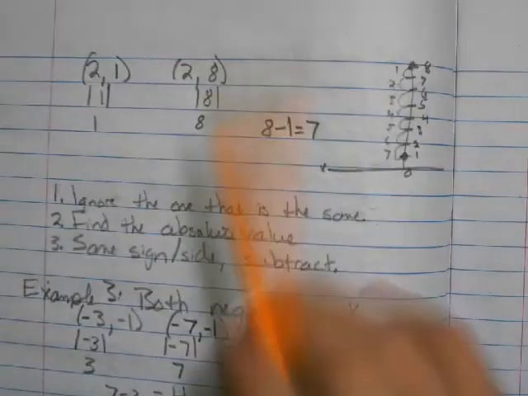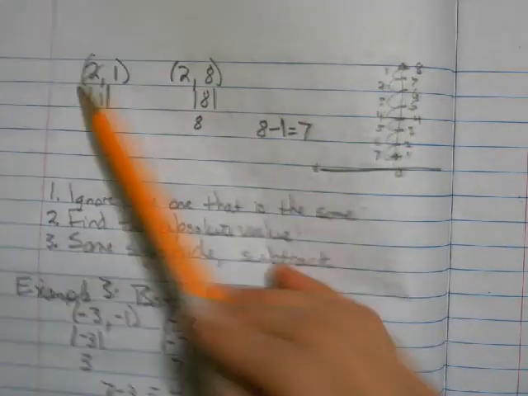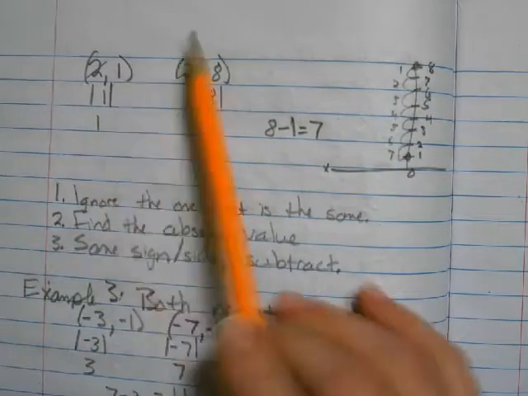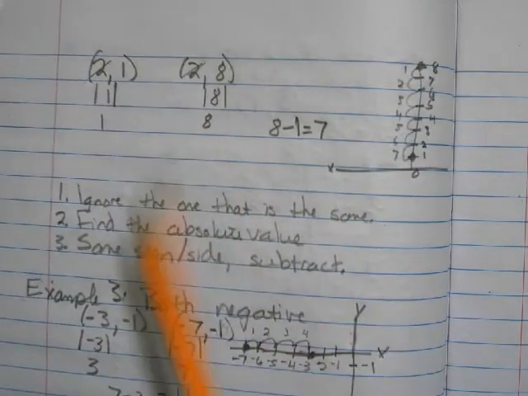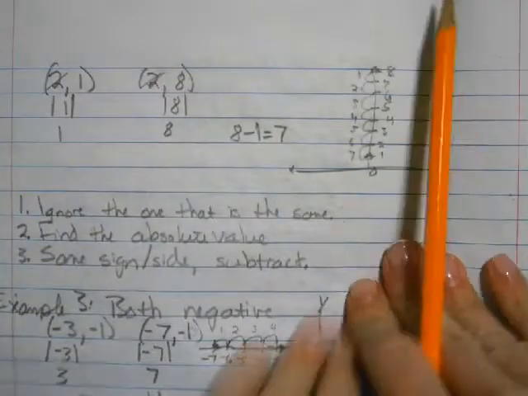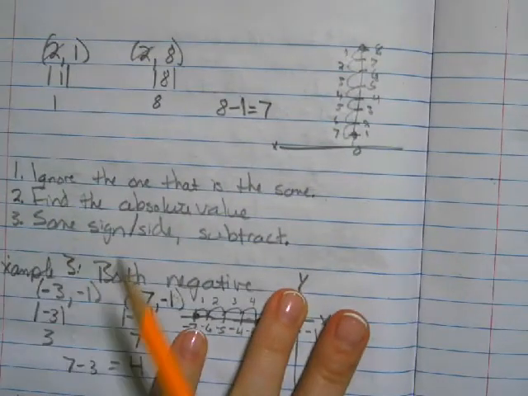Here's your next example. You have (2, 1) and (2, 8). We ignore the one that's the same. Now we're working with 1 and 8. They have the same sign. They're both positive. We find the absolute value, which gives me positive numbers still. And then you have an 8 minus 1, and that equals 7. So again, same signs. You subtract the numbers after you find the absolute value.